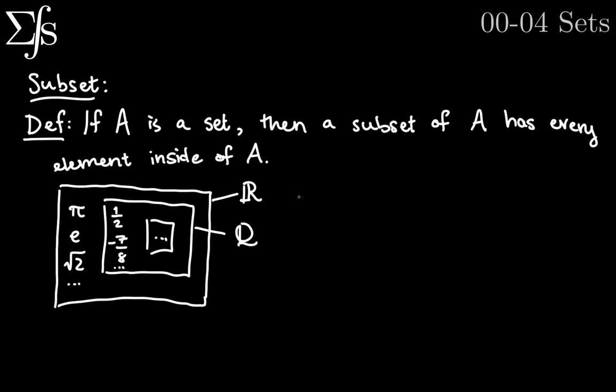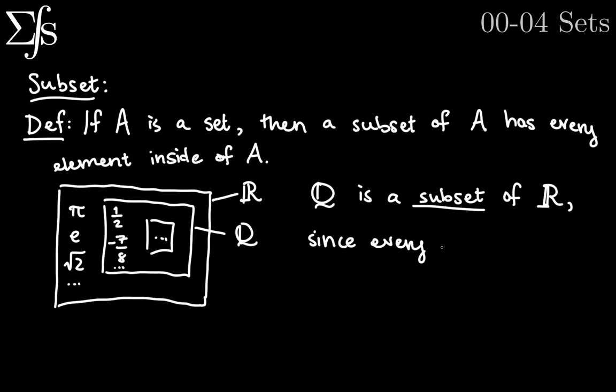So what we say is Q is a subset of R. The rationals are a subset of the reals, since every rational number is also a real number.